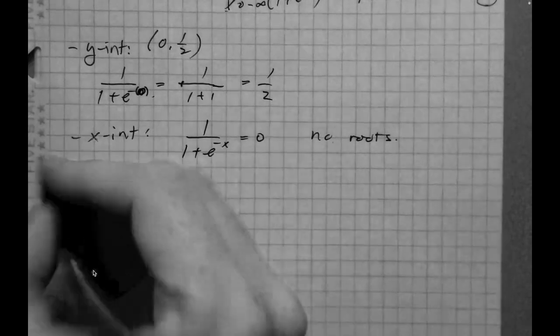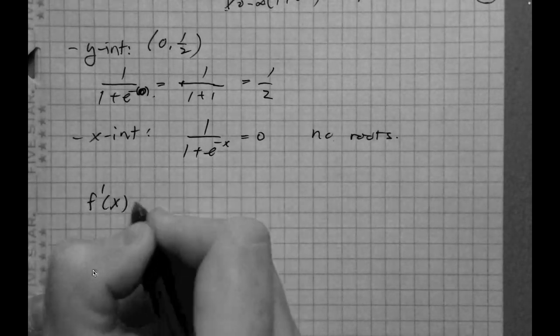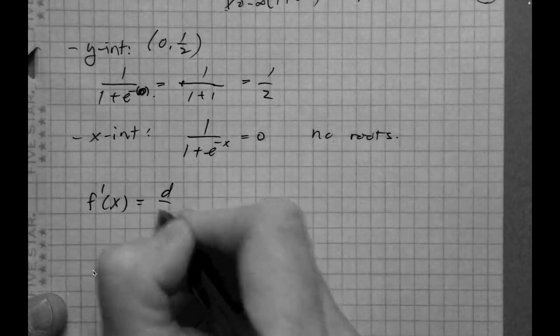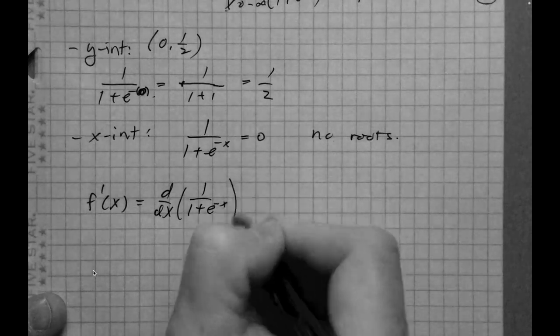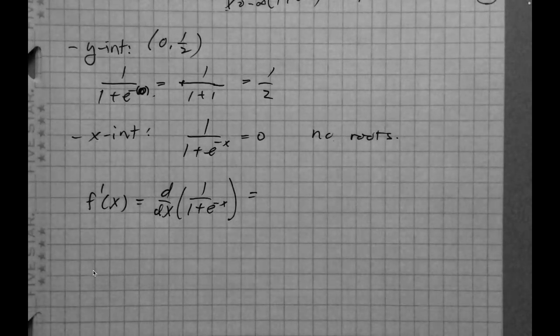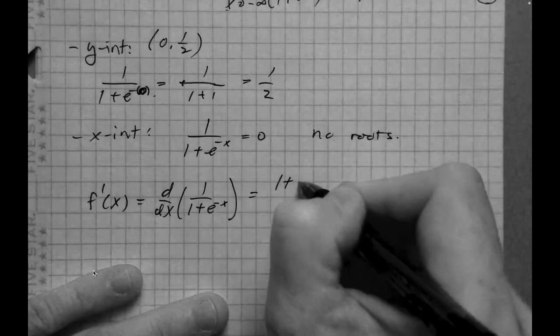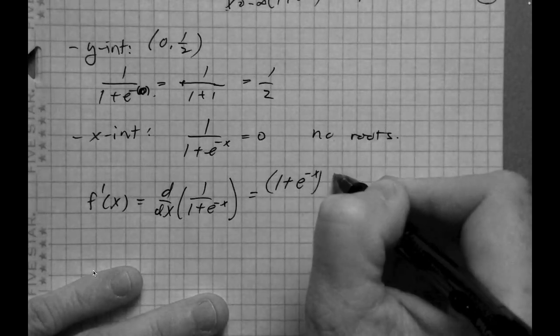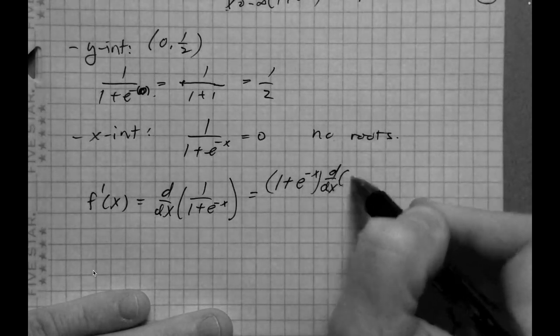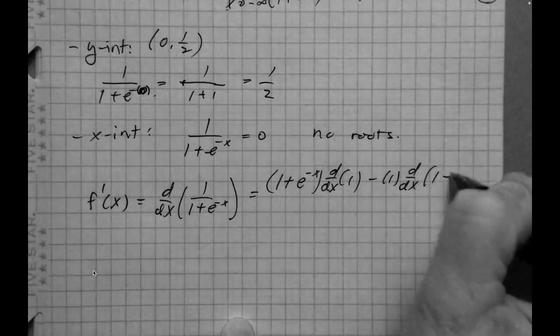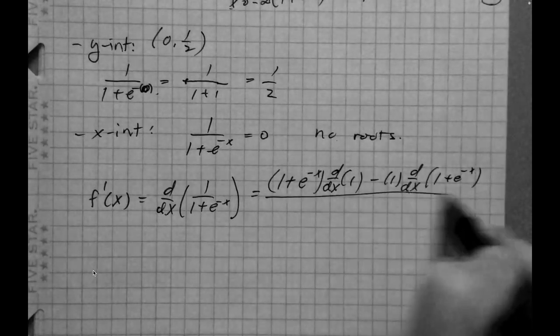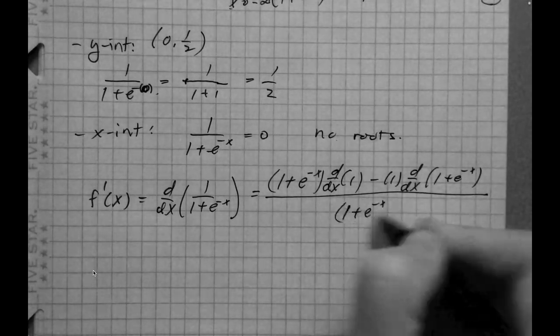All right, what about the derivatives? F prime of x. Okay, so that's d/dx of 1 over 1 plus e to the negative x. We're going to use the quotient rule here. So it'll be 1 plus e to the negative x times d/dx of 1, minus 1 times d/dx of 1 plus e to the negative x, all divided by 1 plus e to the negative x, squared.